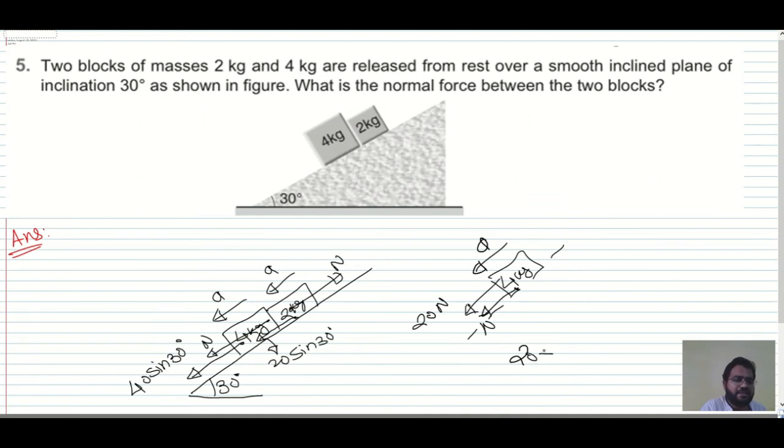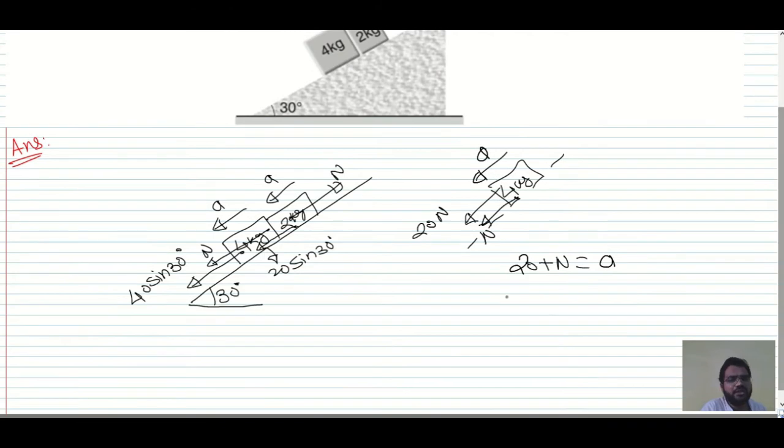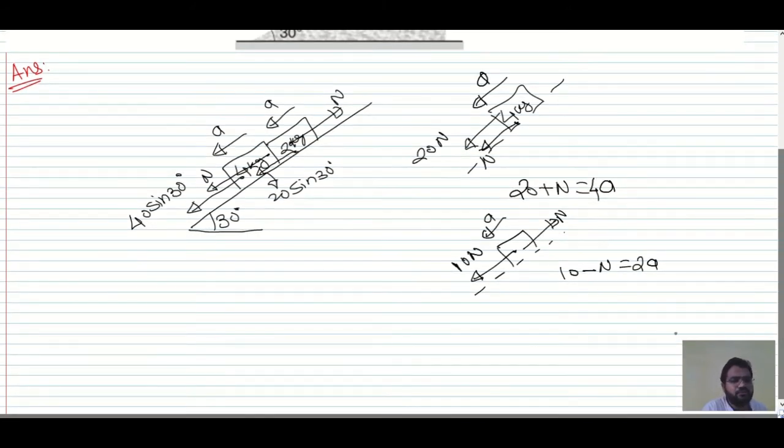So can we write 20 plus N must be equal to mass times acceleration A. Okay, likewise for the 2 kg block we have 10 Newton in this direction, and normal reaction in this direction, and acceleration is A. So 10 minus N must be equal to M into A. This is 4A actually, and this is 2 into A we have. Now if you just add these two, you will get 30 is equal to 6A. What is A? 5 meter per second squared.